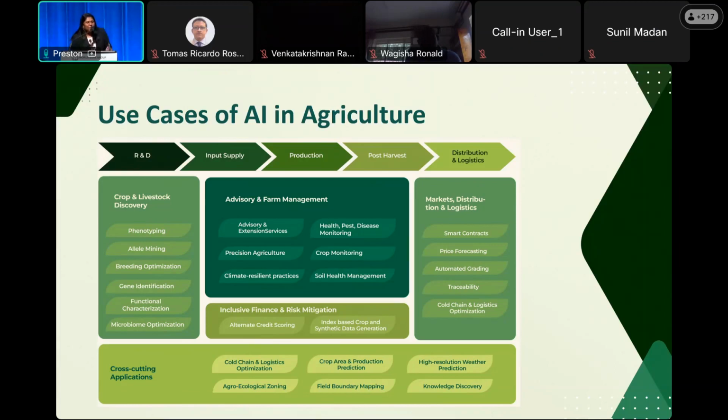This compendium of use cases, we have also classified and categorized so it becomes easier to discover and to see what is already deployed, what is being tested, what is still in an experimental phase, so that you can learn from these deployments, but also see what might be applicable in your region or in your country of interest.